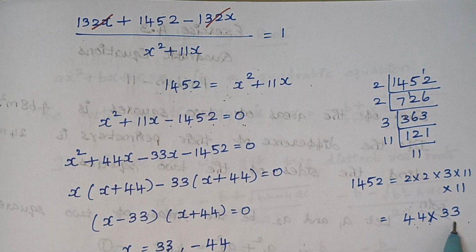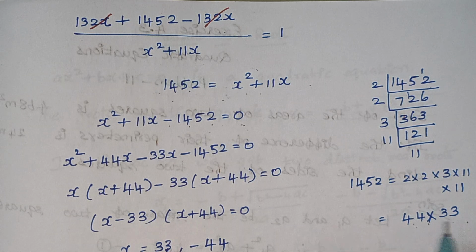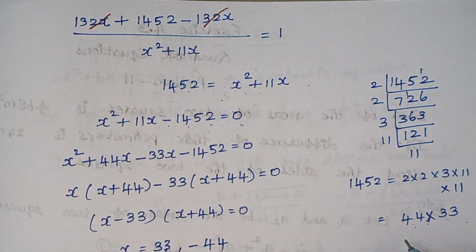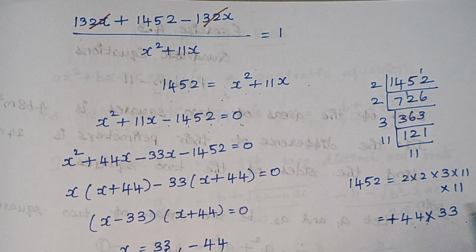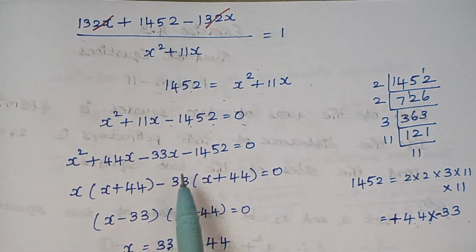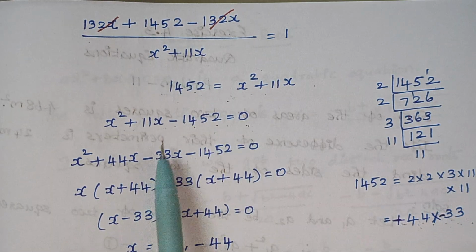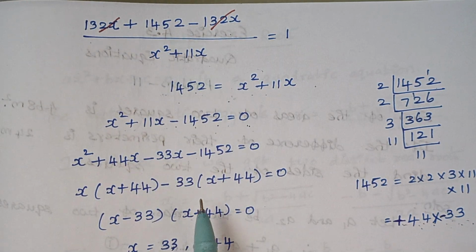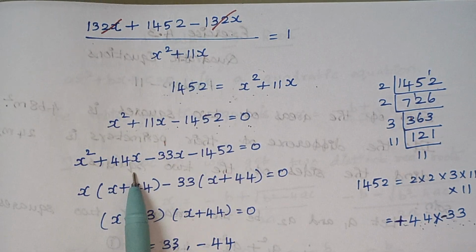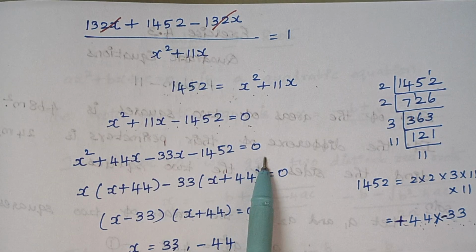Because 44 into 33 gives you 1452, and again 44 minus 33 gives you 11x. Since here we have a positive sign, we are considering plus 44 and minus 33, because plus into minus gives you minus, and plus 44 minus 33 gives you plus 11x. Right. So, we are splitting this plus 11x as 44x minus 33x minus 1452 equal to 0.